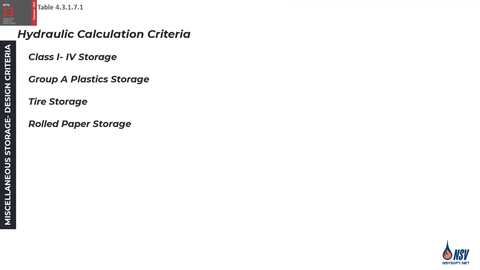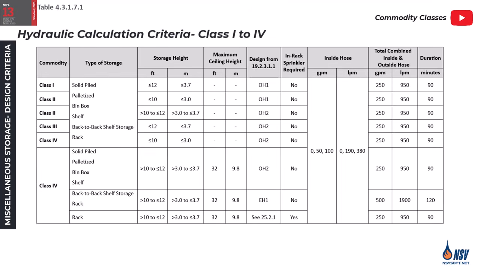Let's look closely at the data for Class 1 through 4 and walk through the columns of this table from left to right. First, we have the commodity column, followed by the type of storage. Next, we see the storage height and the maximum ceiling height, both listed in feet and meters.